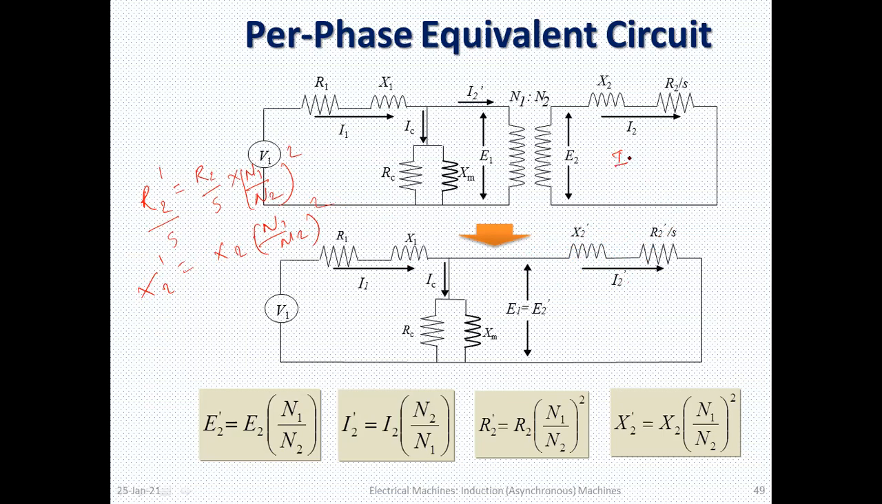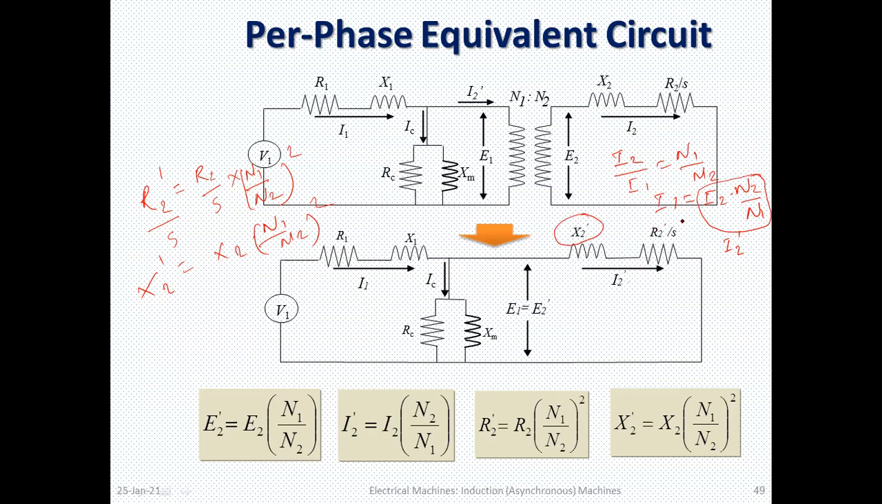We know this relation, that is called I2 by I1 equal to N1 by N2. And from here, I1 we bring it here, so we can write I2 multiplied by N2 divided by N1, and this value of current is called I2 dash. This is the secondary current referred to primary side.